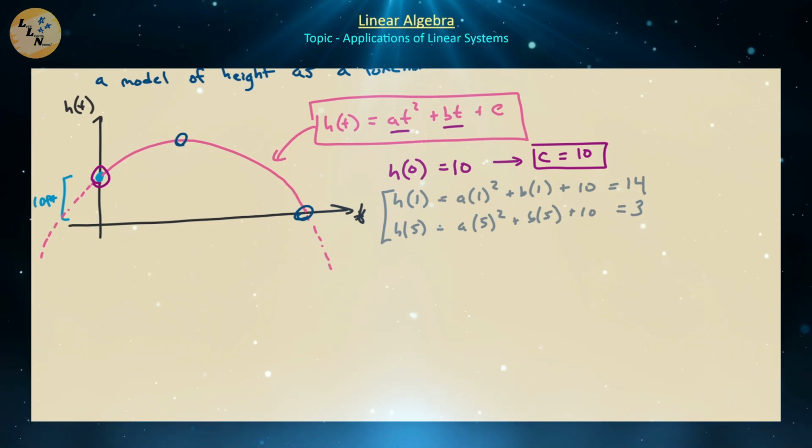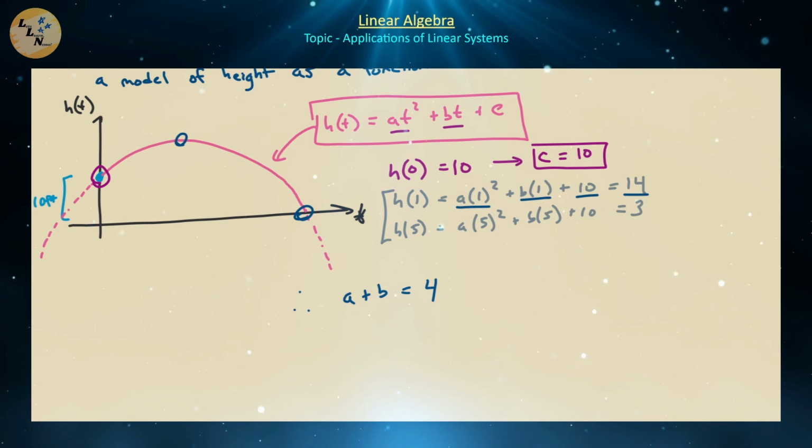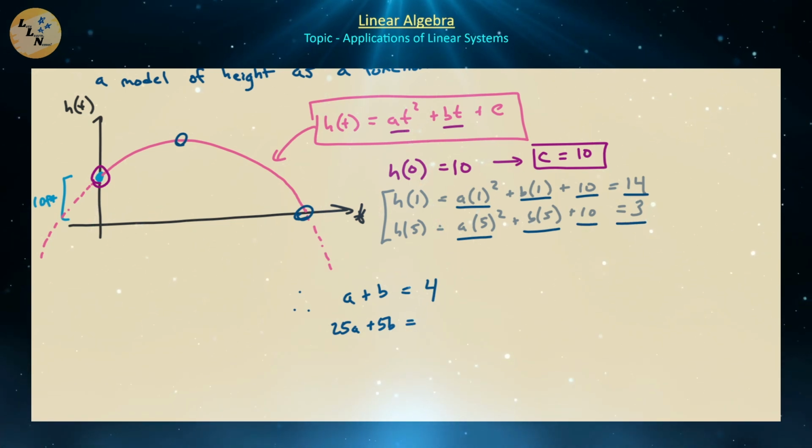So what I want to do is just clean this up a bit. We have a times 1 squared, that's just a. We have b times 1, that's just b. And then we have 10 is equal to 14. We can subtract that 10 from both sides, and then we're just going to have 4 on the right-hand side. So we're going to have a plus b is equal to 4. And then over here we have 25a and 5b plus 10 is equal to 3. So we can subtract 10 from both sides to get minus 7.